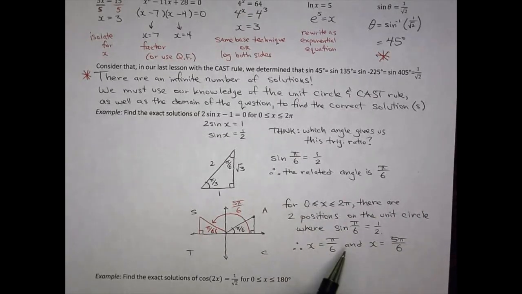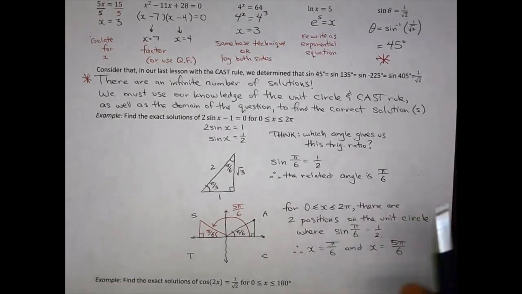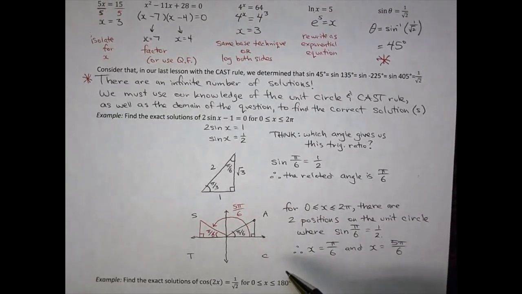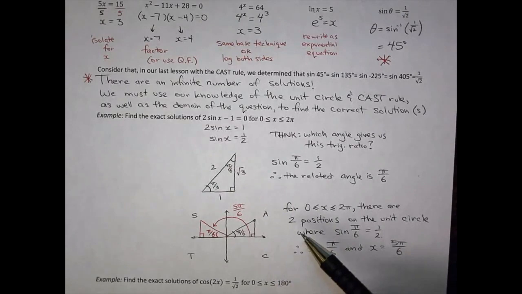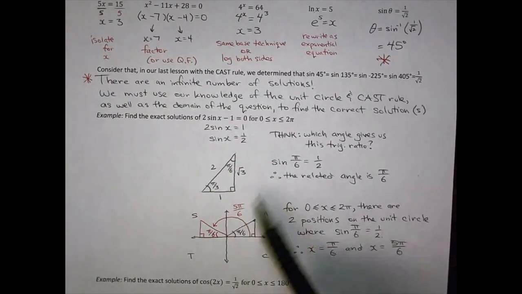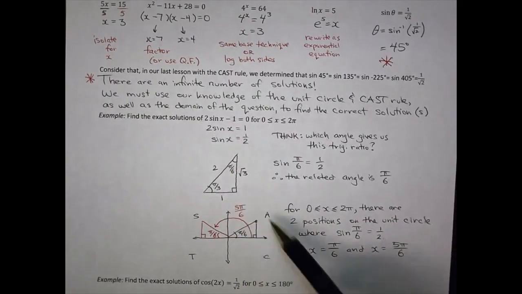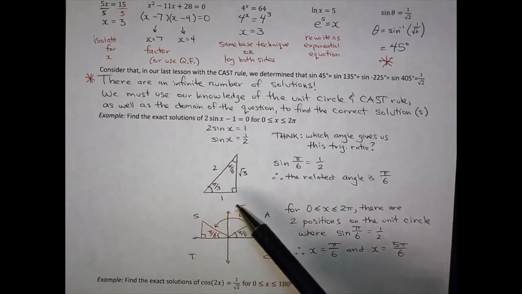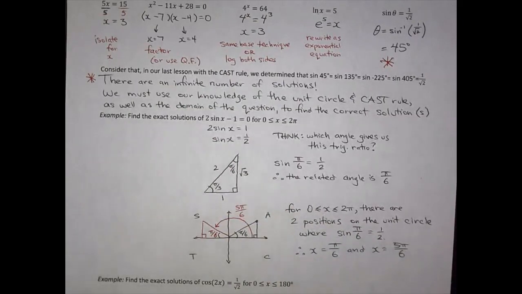So we can see that if I had done this with a calculator, I only would have gotten one answer. It wouldn't have been a complete solution. You have to use the unit circle. The unit circle takes all your knowledge of this kind of unique situation with the periodic functions and allows you to find all the correct answers.